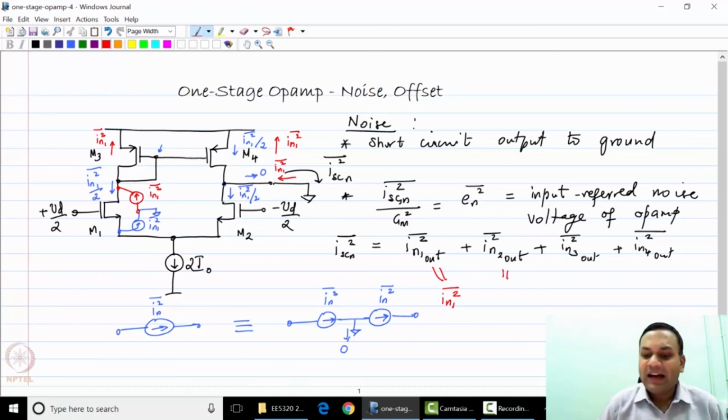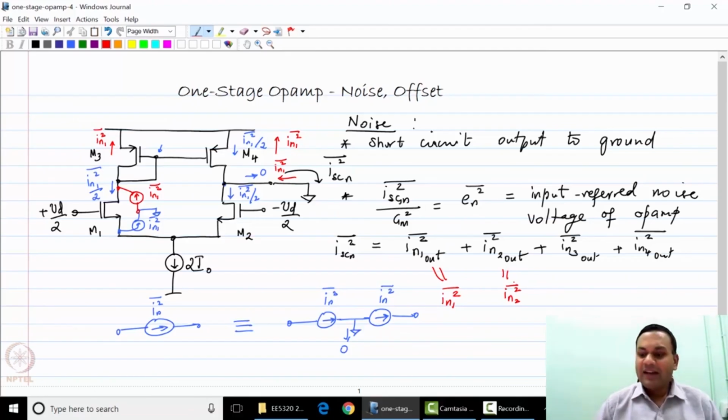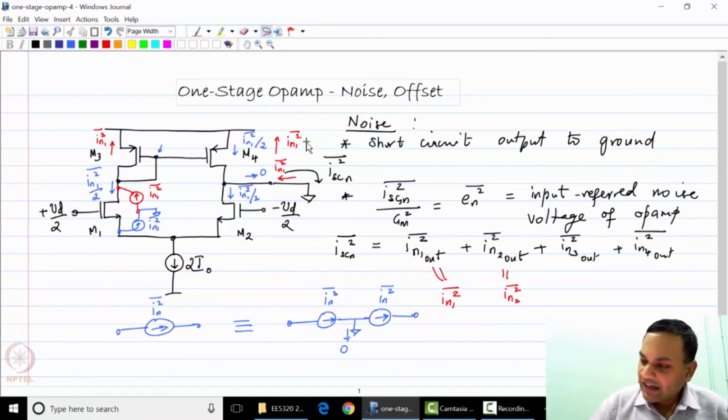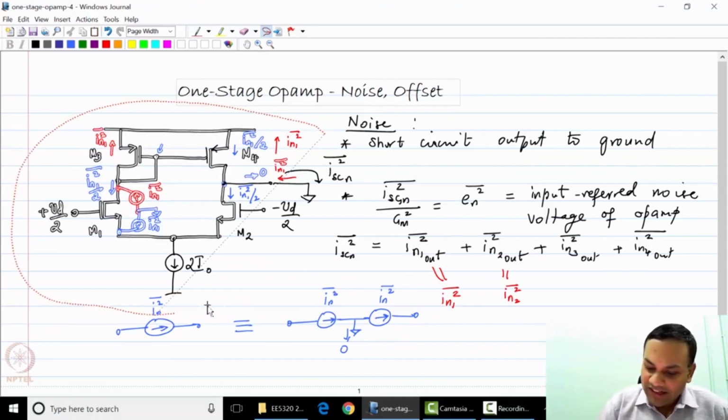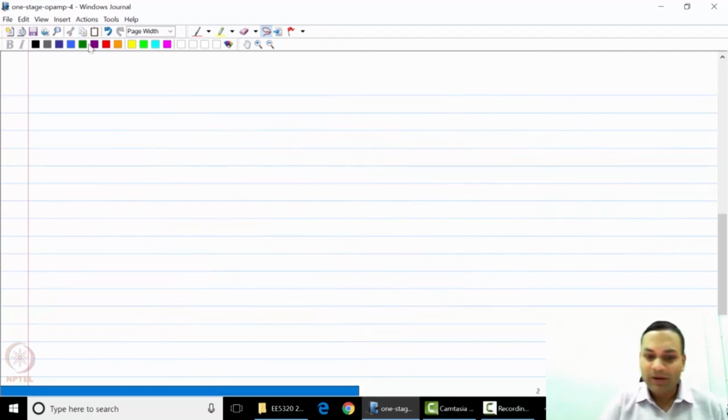What about M2? As you can imagine, you will see the same effect for M2 also. You can analyze it and show that all of the noise of M2 also turns up at the output. Now let us quickly see what will happen for noise of M3. To do that, I will create a copy of this on the next page so that we can analyze this separately.